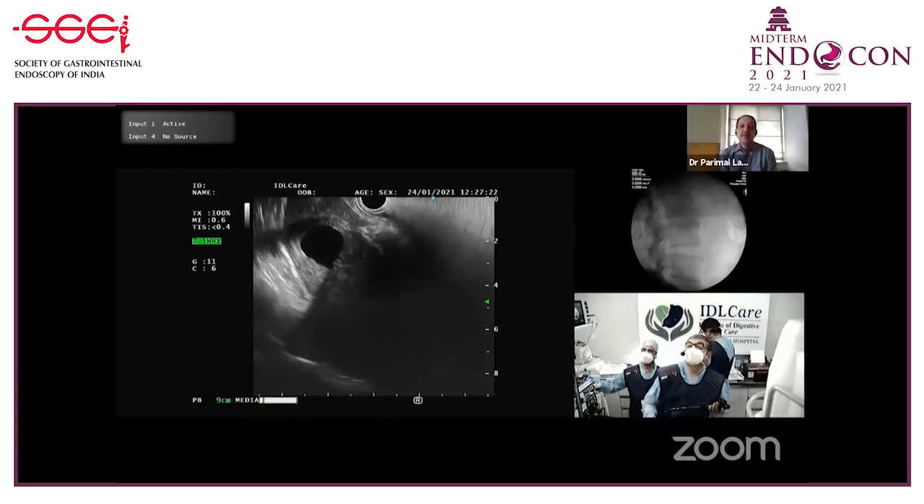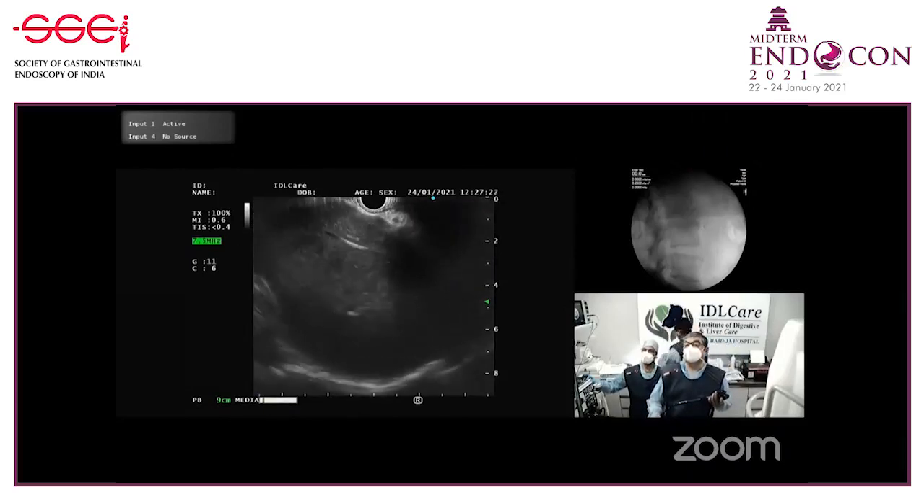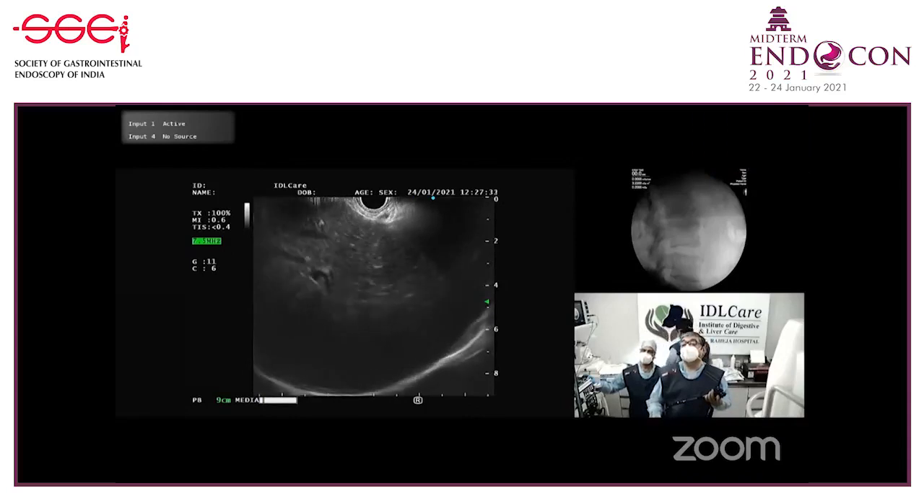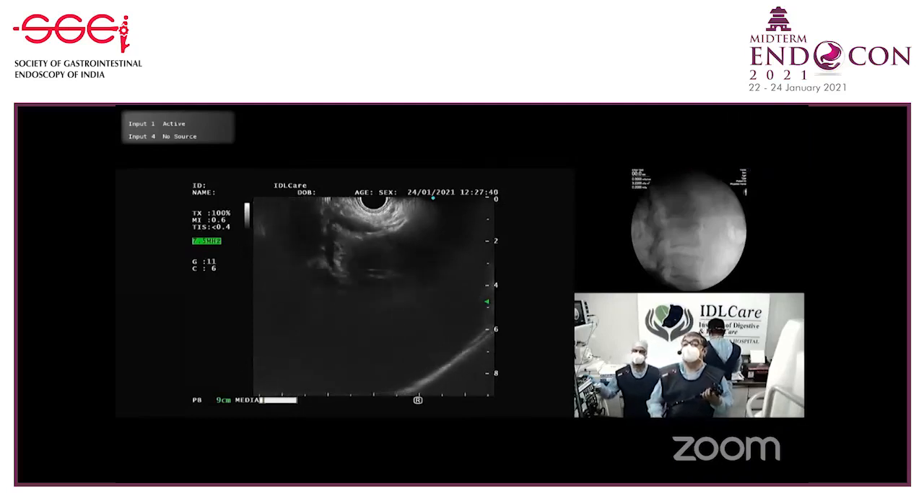Is there an earlier ultrasound before all this started? Yes, there is an ultrasound. Was there a CT, normal? No. Was there an MRCP before? No, this normal ultrasound we don't have. All of them show this kind of feature where intrahepatic biliary radicals are dilated.